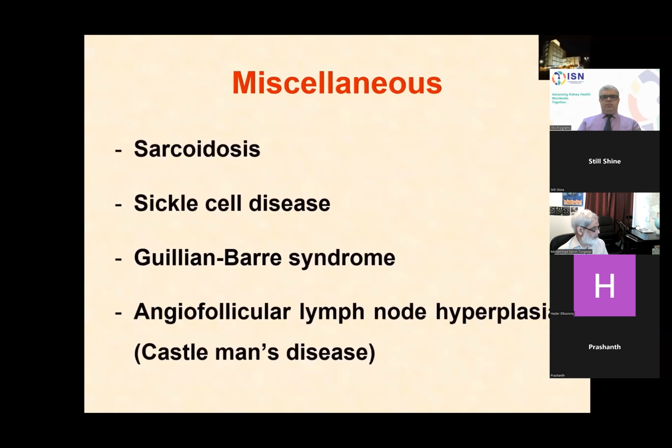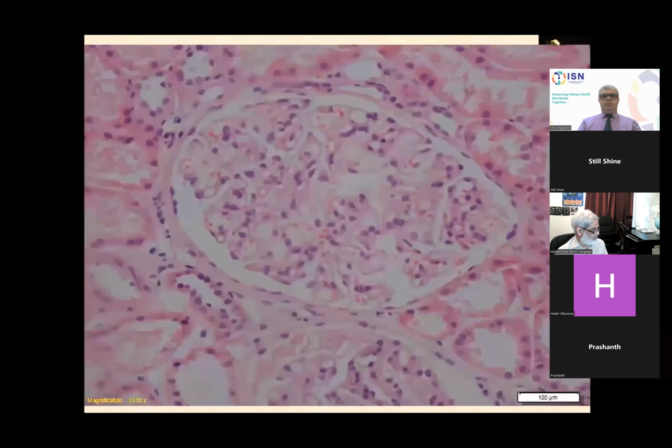We still have another etiological group for membranous glomerulopathy. In the miscellaneous group, there is sarcoidosis, which can cause membranous glomerulopathy, sickle cell disease, Guillain-Barré syndrome, and angiofollicular lymph node hyperplasia, known as Castleman disease.